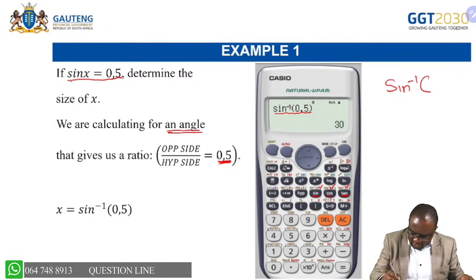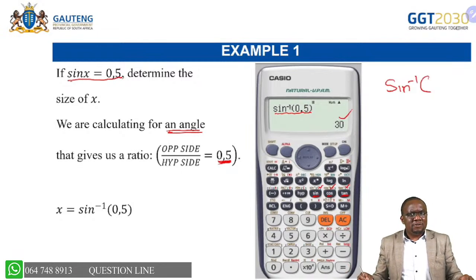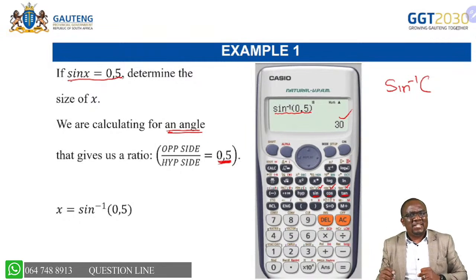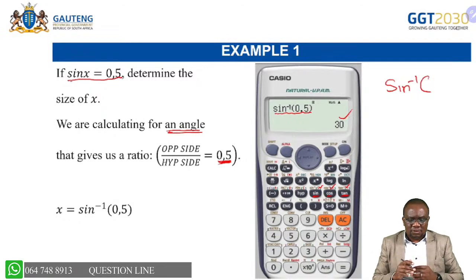Wait, no, here. Perfect. Do you see 30 there on your screen? That's the angle. We've managed to get the angle. Right, can you try to do it again? Start afresh. Let's do it together. Okay, what do we do?